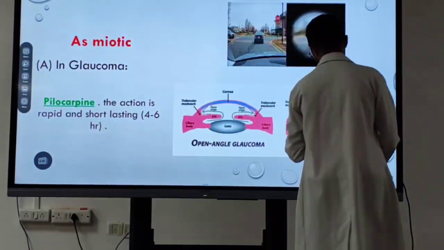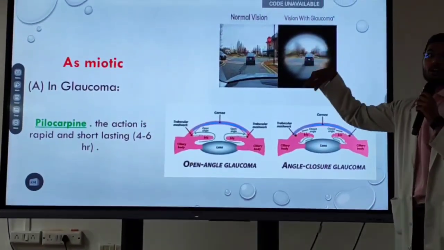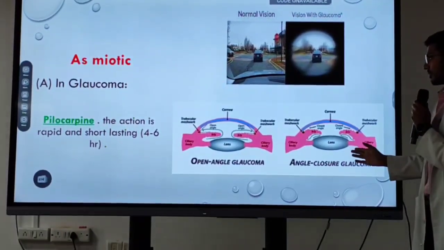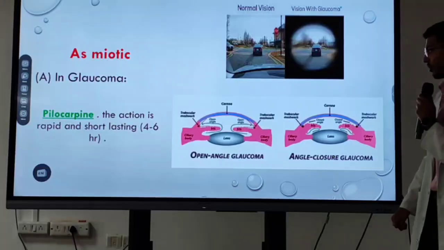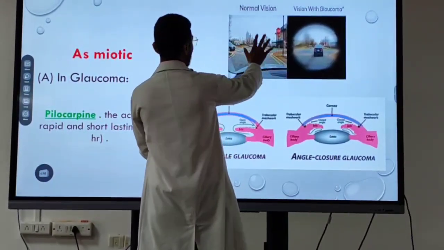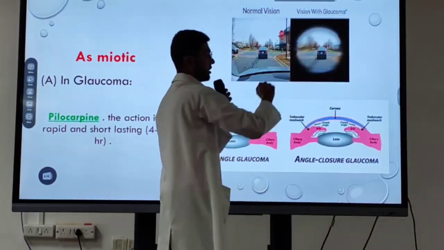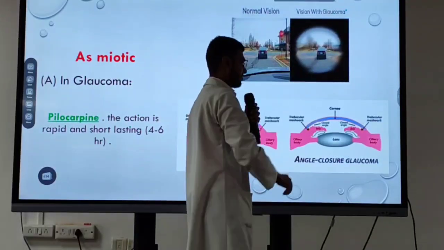In another condition, the second type of glaucoma, angle closure glaucoma, the iridocorneal angle is narrowed or blocked. That causes poor drainage of aqueous humor, so it will also lead to glaucoma. In this picture, you can see a person with glaucoma sees this blackishness, and this is progressive and irreversible. Finally, the patient will end up in complete blindness.